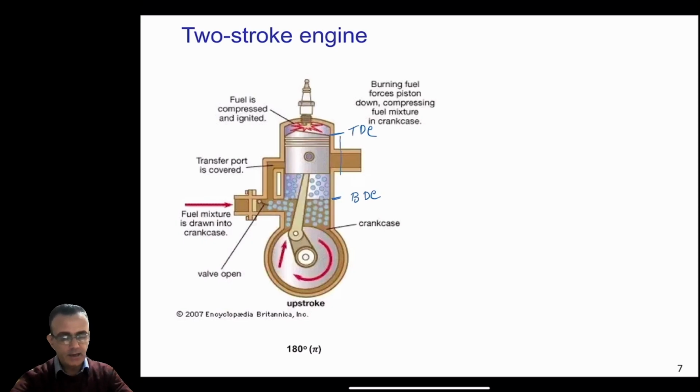And again, the piston will move in a linear way. So it will just move to and fro, up and down, and the crank will rotate here.